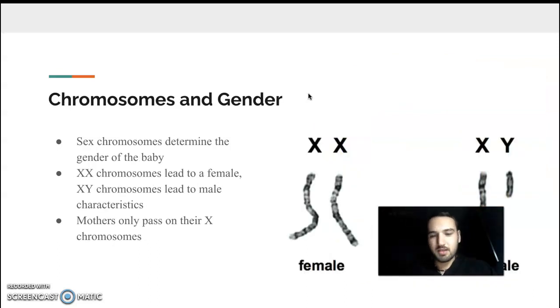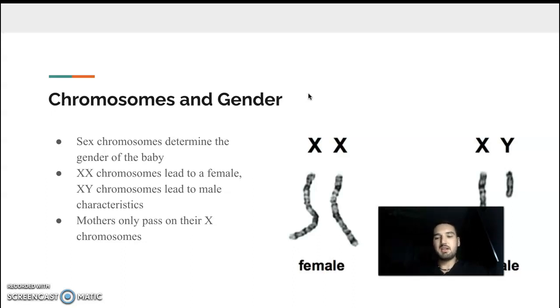As we could see here, we see the chromosomes for a female, which are XX sex chromosomes, and then on the right side we have the male, which has the X and Y chromosomes. As we know, the mother is only able to pass on her X chromosomes because females are XX, so you cannot pass the Y.